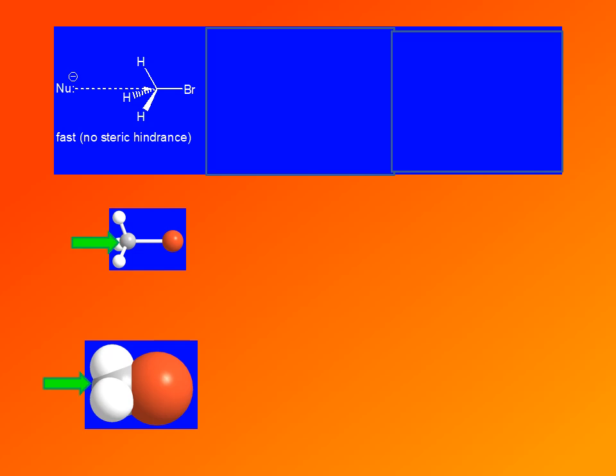And here the approach of the nucleophile is shown by green arrow, and you can see that there is nothing to impede or to get in the way of the nucleophile as it is interacting with the backside of the carbon atom. Backside of the carbon atom is clearly exposed and is open to the attack by the nucleophile.